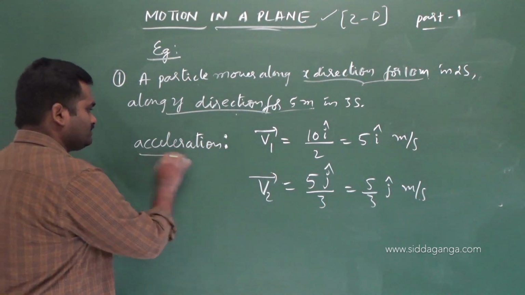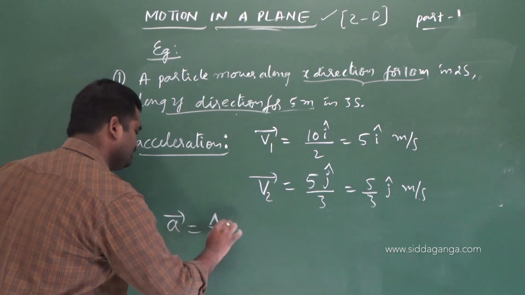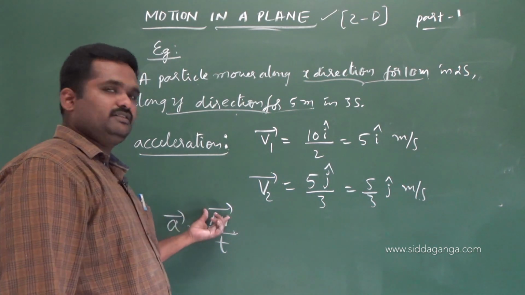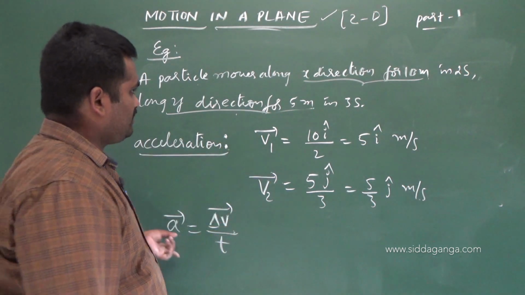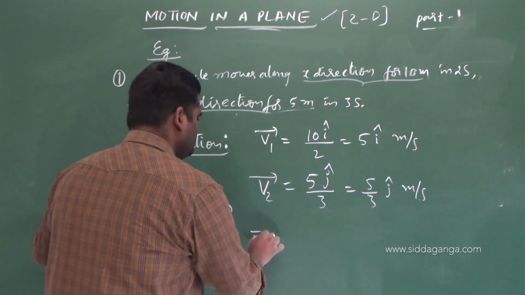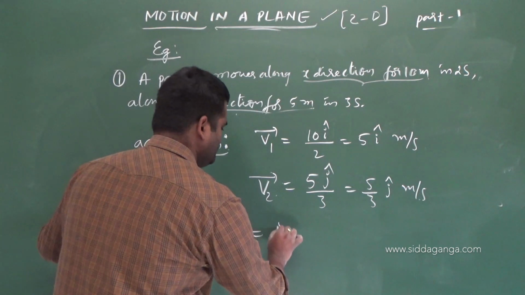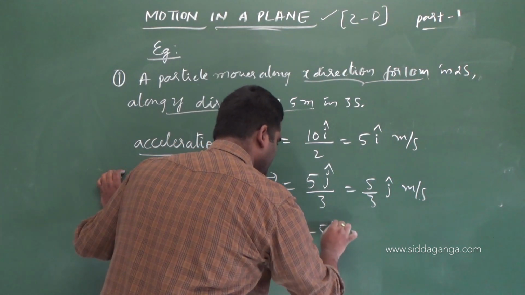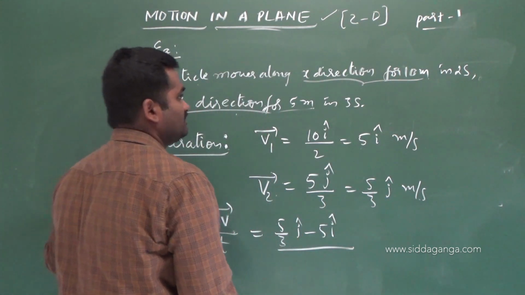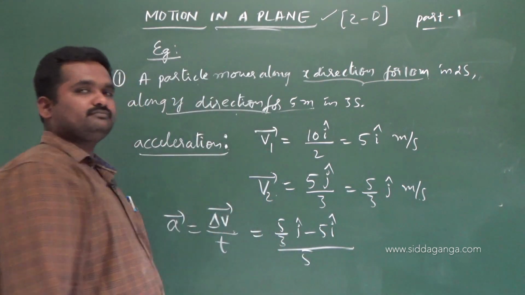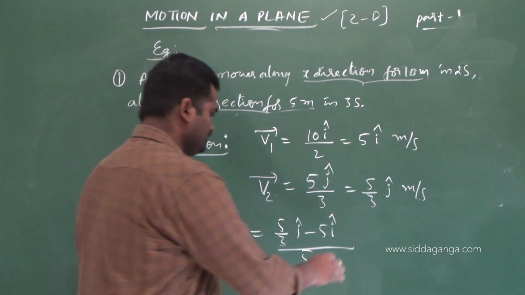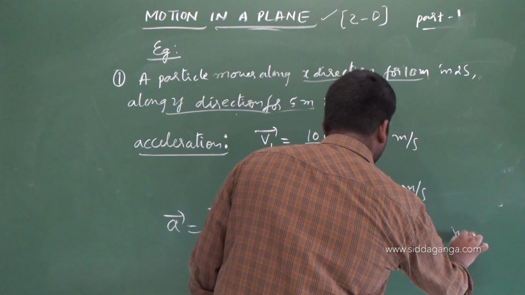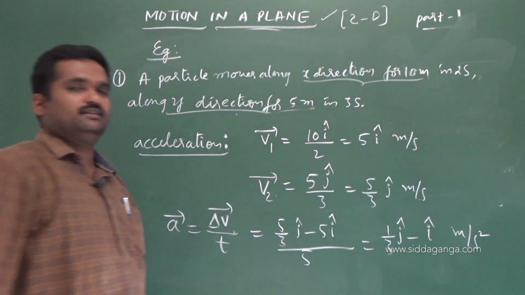What is the total acceleration of this journey? You know acceleration is delta V divided by the total time of the journey, the time taken for the change in velocity. Delta V means V2 minus V1. That means 5 by 3 j cap minus 5 i cap, divided by the total time of the journey, 3 plus 2, which is 5. Or this can be written as 1 by 3 j cap minus i cap, so many meter per second square. That's how we need to write for acceleration.